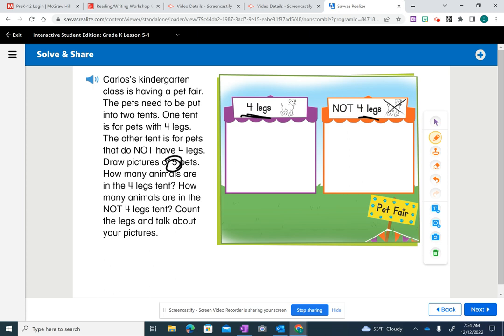So let's say we have 2 pets, and I'm going to draw a picture of a pet snake. And then I'm going to draw a picture of a fish. Okay, so I have 2 pets here. 1, 2. Now, to get to the number 5, how many pets am I going to draw with 4 legs? Well, let's start with 1, and I'm going to draw a cat.